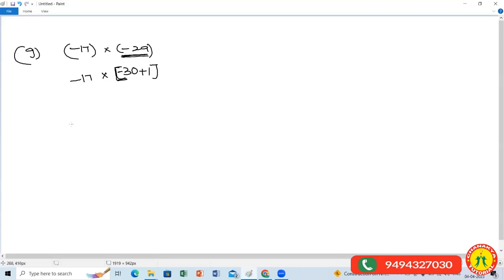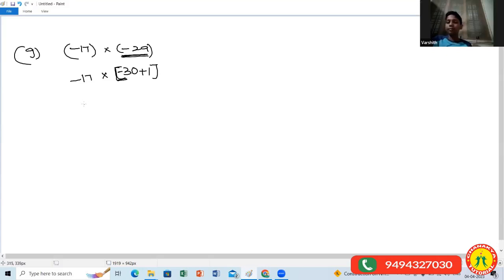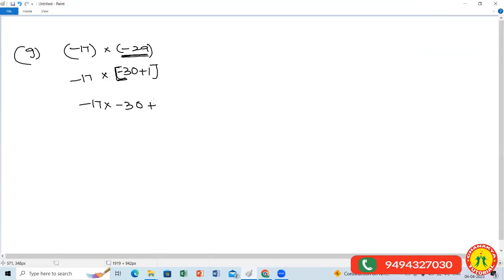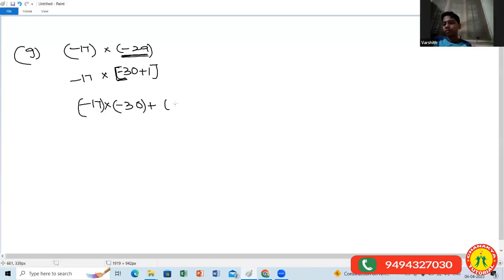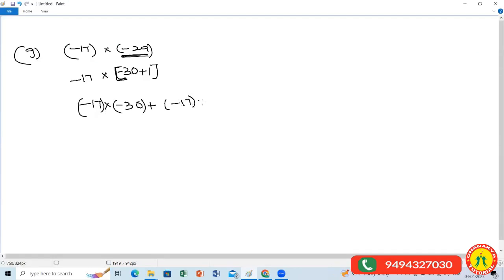Now who is mother, who are children? Come on. Ma'am, minus 17 is mother and minus 30 and 1 are children. So the mother is distributed to both students. Mother is preparing for both carriers, not for a single child. That's why both ways we are multiplying.